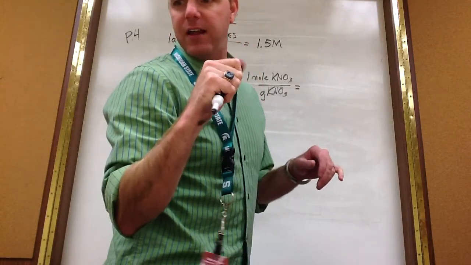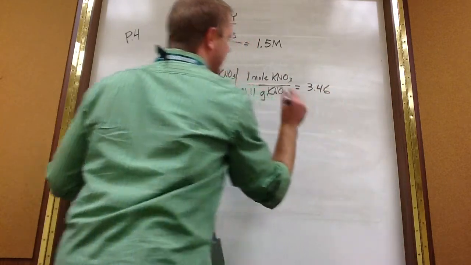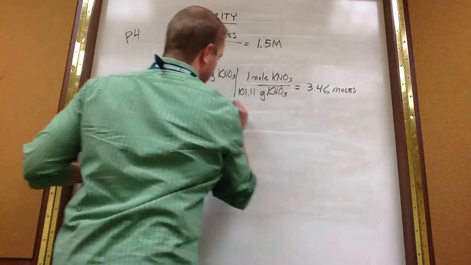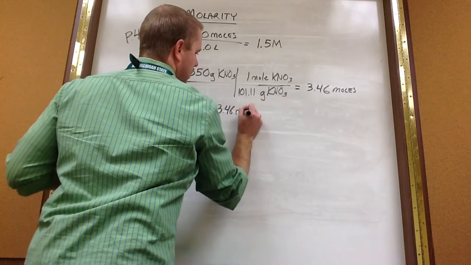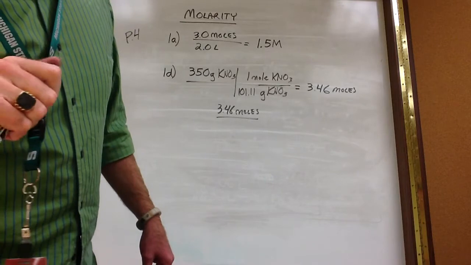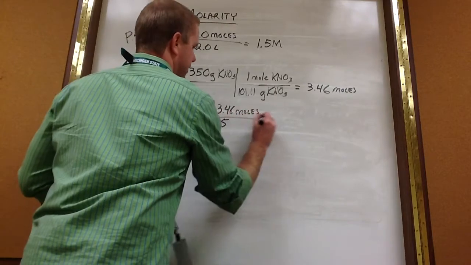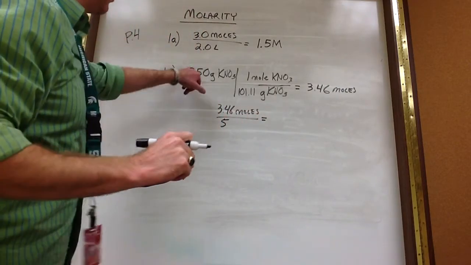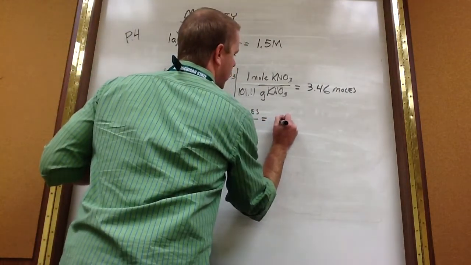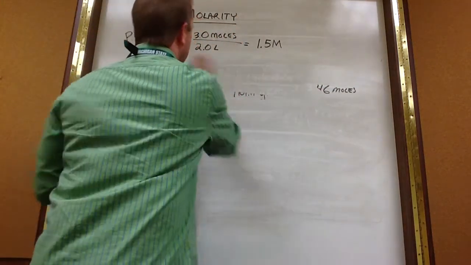By the way, I'm not caring about significant figures yet. I'll care about significant figures in a minute. So that's moles. 3.46 moles divided by, in the problem you are told, 5 liters of solution. When you divide by 5, you now go for the 2 significant figures that you should have gone for at the beginning. So the answer is 0.69 molar.